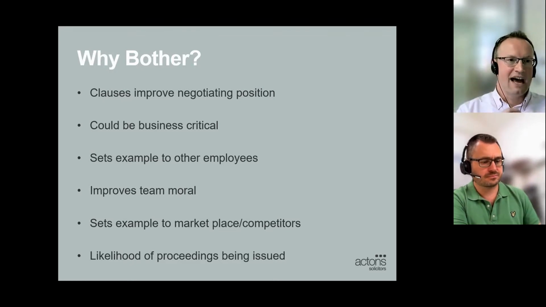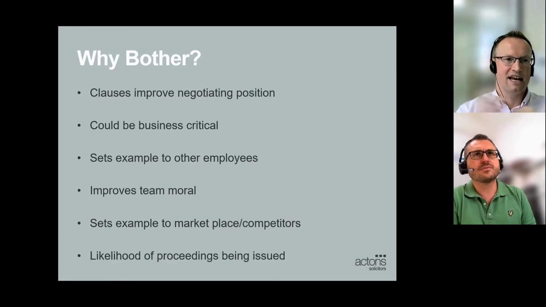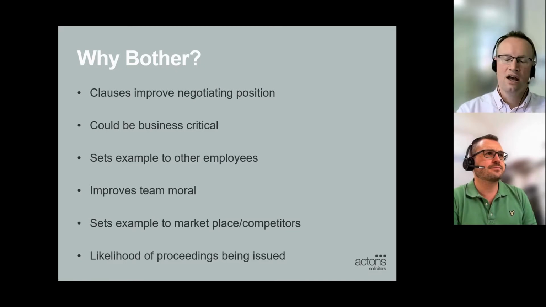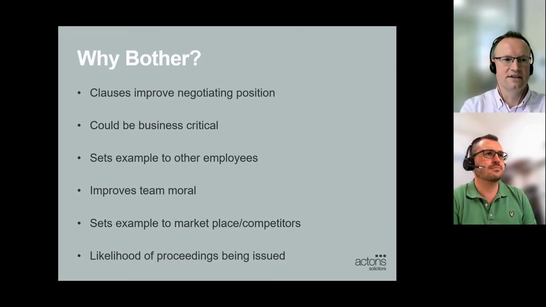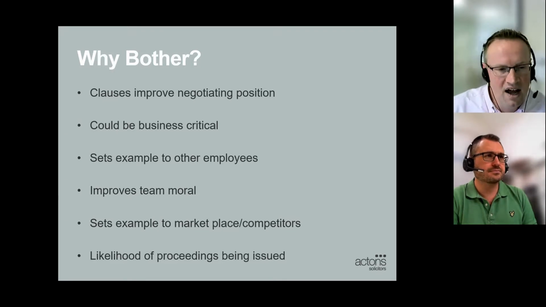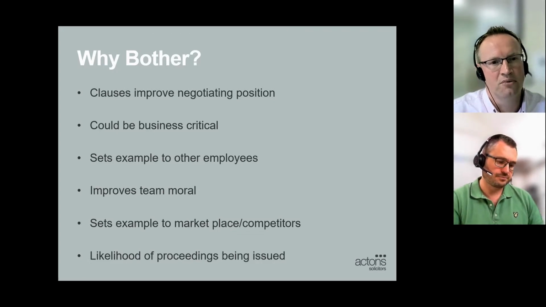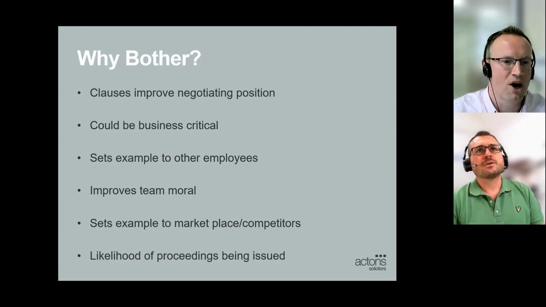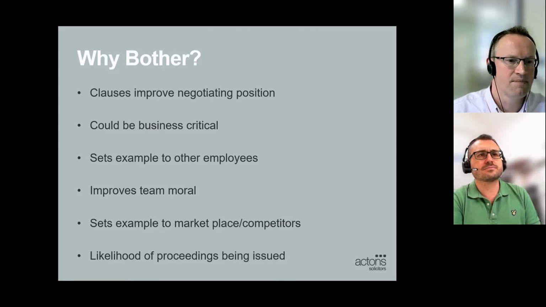The flip side to that is it improves team morale for the remaining employees. It can be a little bit disheartening for them if they see an ex-employee walking away with a big client or a large degree of work. But if they see that steps are taken to correct that, it can help. Similarly, it also sets an example to your competitors within the marketplace: look, we're not going to allow you to poach our good employees or to take our customers as you like.